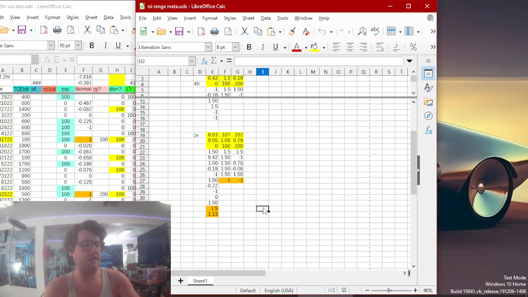So this RSI thing so far is working. It would have been nice to have those other charts, but this is a victory. This is really, really good.